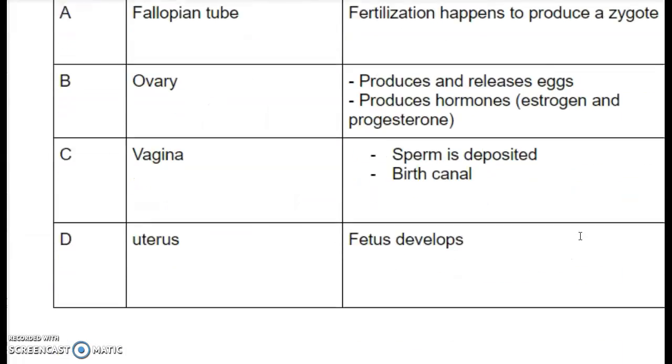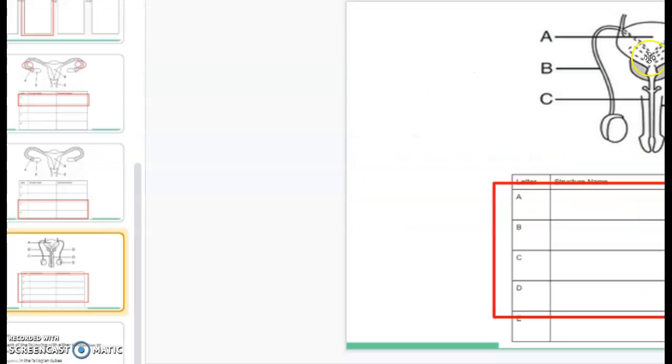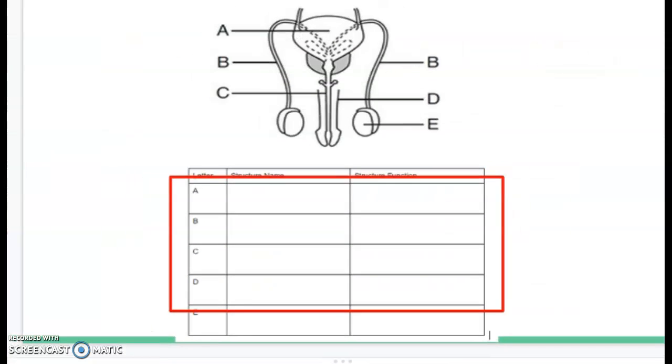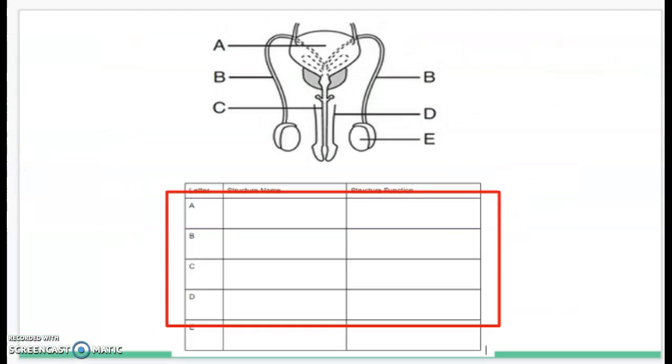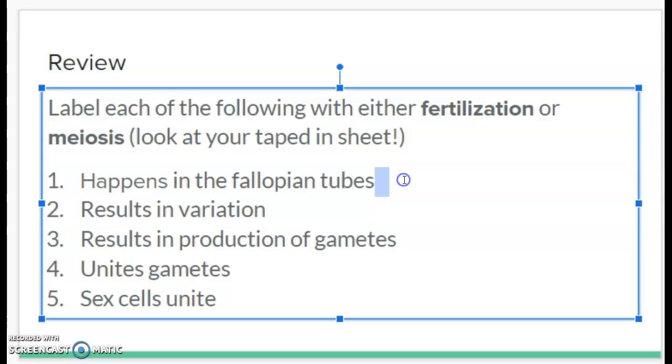Okay? So again, once this whole note sheet is filled up, I will post this in Google Classroom as your notes, so you don't have to write it down yourself. And then quickly coming back to our PowerPoint, one last thing to review. Normally we would do this in class together. So if you want to pause it and try it on your own, you can do that, but I will definitely go over it for you. It says label each of the following with either fertilization or meiosis. And you don't have your taped in sheet because that was the sheet that we would normally tape in to our notebooks, but that is what I will post on Google Classroom.